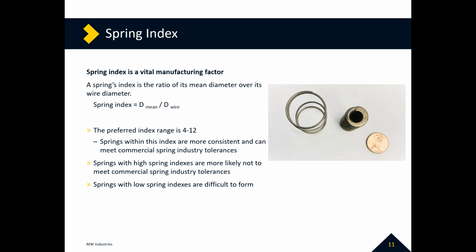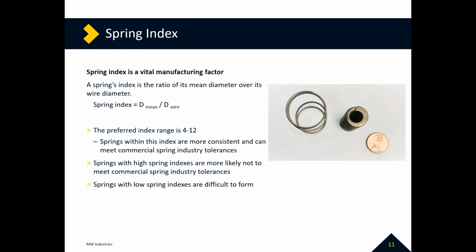Spring index. Spring index is the mean diameter divided by the wire diameter. The preferred range for a spring index, we say, is 4 to 12. Now, everyone out there is going to say that's a pretty small range. I've seen spring suppliers go much bigger than that, and the range can get larger. But you want to be in the most ideal area. 4 to 12, the spring ratio is giving you the best, tightest tolerance possible.